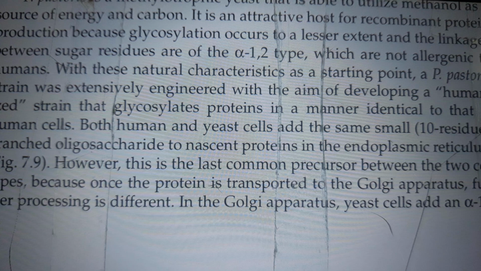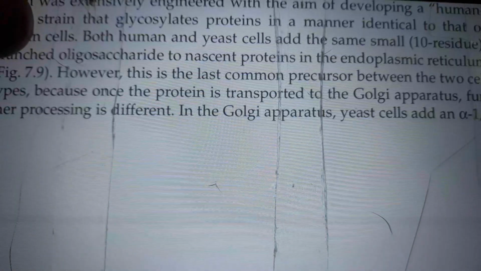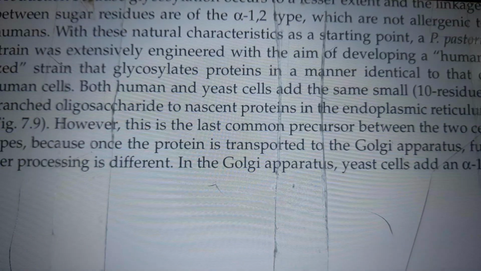It is an attractive host for recombinant protein production because glycosylation occurs to a lesser extent and the linkages between sugar residues are the alpha-1,2 type, which are not allergenic to humans. With these natural characteristics as a starting point, a P. pastoris strain was extensively engineered with the aim of developing a humanized strain that glycosylates proteins in a manner identical to that of human cells.